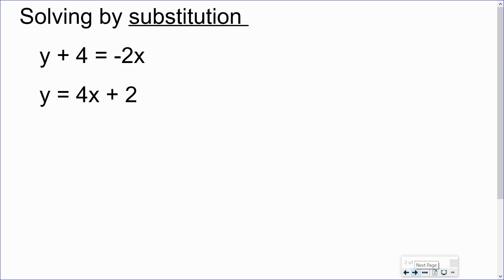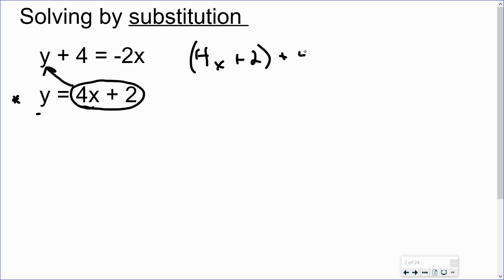Okay, the substitution method. It is exactly as it says. If you look at this second equation here, it says y equals. So that means that every place in the first that I see y, I can substitute that right in there. So when I use the substitution technique, I put 4x plus 2 in for y. So 4x plus 2, I just put it in there, plus 4 is equal to negative 2x.